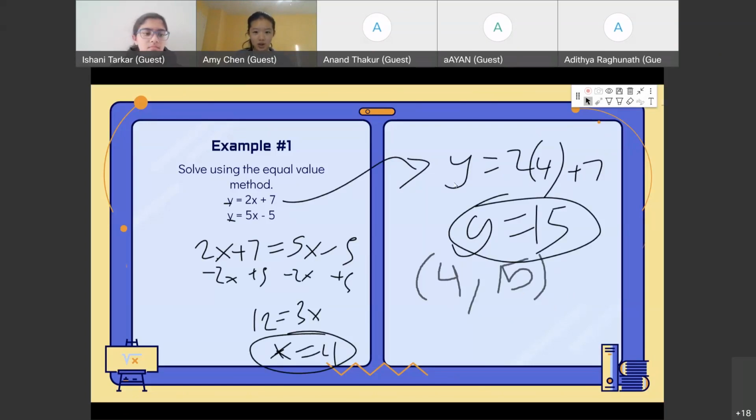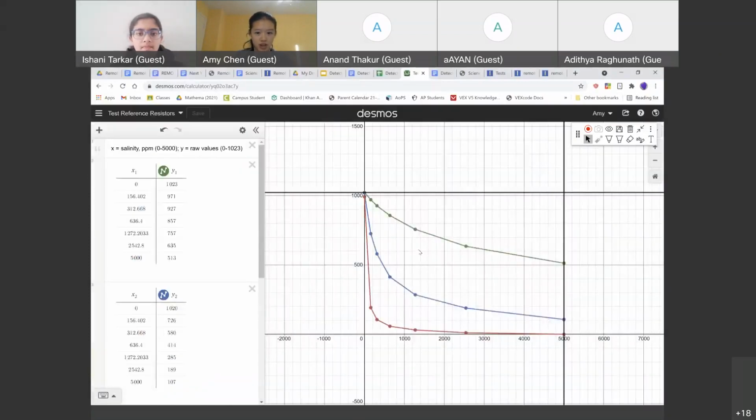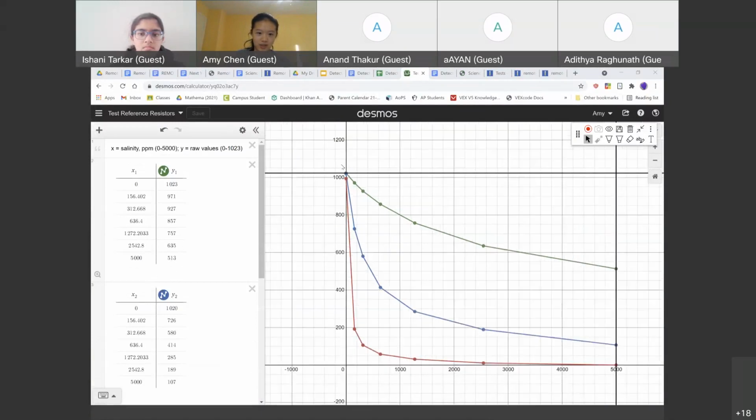Okay, quick side note on an application. This is an application of graphing, and I like this application. Basically, you don't really have to understand it. All I did was test the salinity and resistance of a circuit several times, and then I graphed them to try to see which one I should use. And this is why graphing is useful, because it can tell you what stuff looks like.